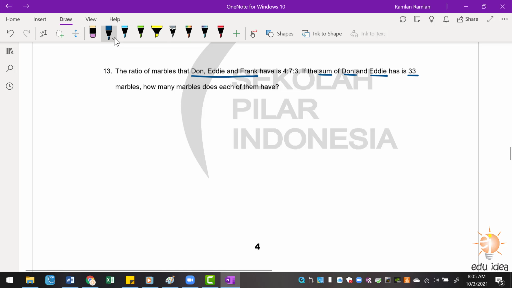So instead of adding all of these numbers, you only need to add Don's and Eddie's parts. Okay, so Don and Eddie are represented by 4 and 7. So this 33, right, is the sum of Don and Eddie. So the sum of Don and Eddie as the ratio will be 4 plus 7, because we only use this 4 and 7, which is Don's and Eddie's, right? Okay, so be very careful with that.